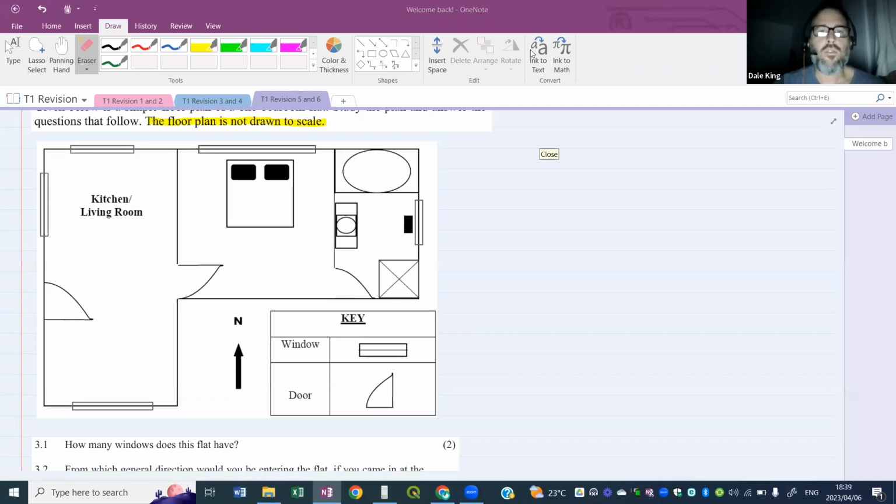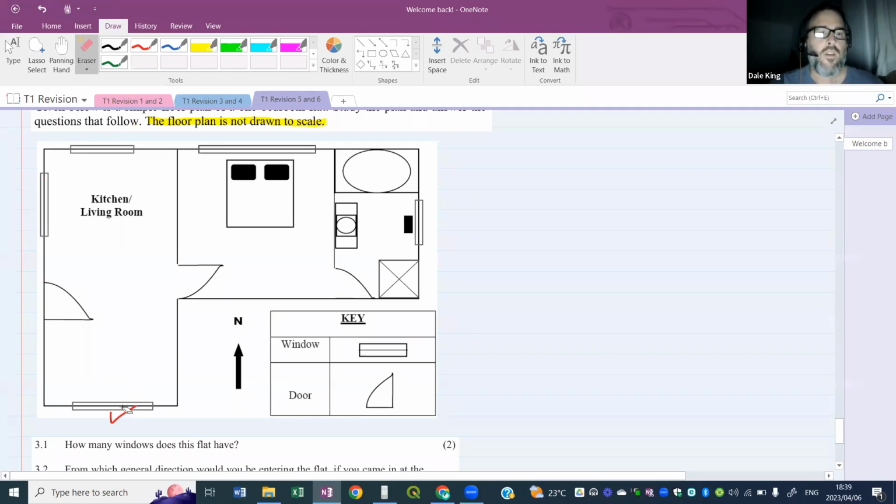Everyone's coming up with the answer 5. Very good. Let's have a look. They tell us that windows look like this: a rectangle with a line through the middle. So let's count them off. We've got 1 there, 2 there, 3 there, 4 there, 5 there. Very good. Nice, easy 2 marks in your exam.